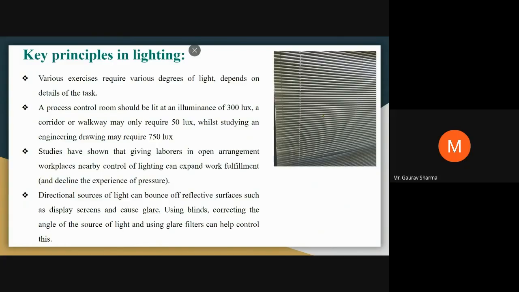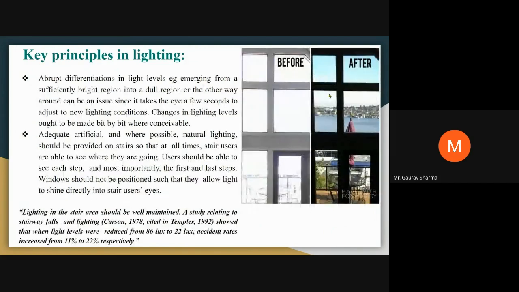The one image on the right side, top right side, is showing such screens. Different kinds of screens we can use to control the lighting inside a room. I hope you have seen this kind of screens in the windows. Similarly, you may have different kinds of filters. If you use the glass filter, you can see before and after how much glare is there before applying the filter, whereas after applying the filter, it is the optimum light condition which is required over there.